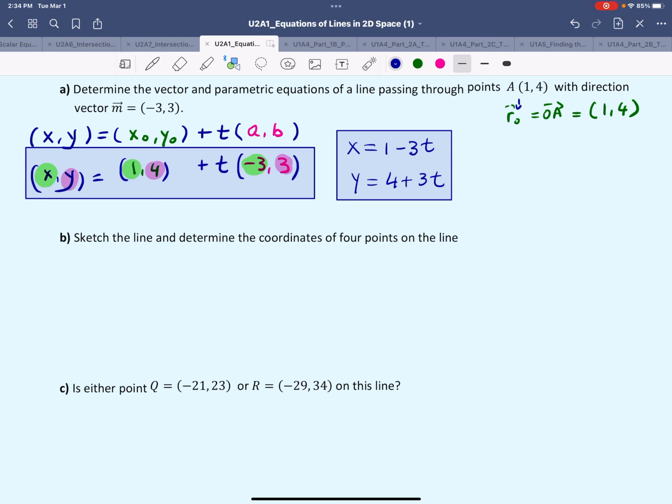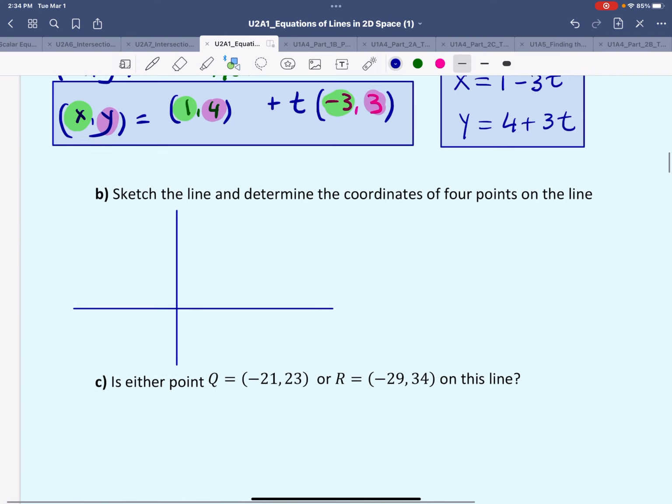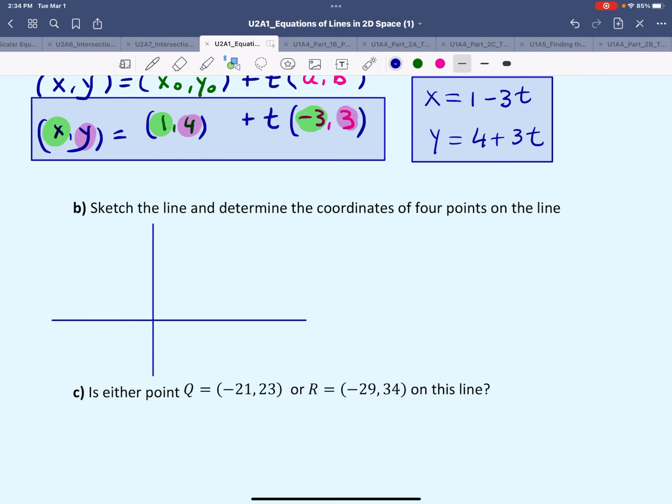Now we have to sketch the line and determine the coordinates of 4 other points on the line. And I will literally sketch the line in here. It would have been smart if I added a grid in here, but we'll survive. And I'm going to scale it. I will start off by writing the starting vector, so (1, 4). So here is x equals 1, and 1, 2, 3, 4. This is 4. So we'll say that the starting vector will be this one here.